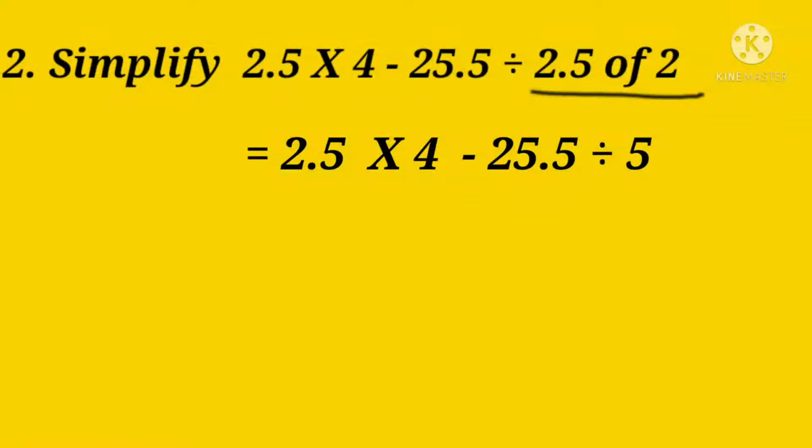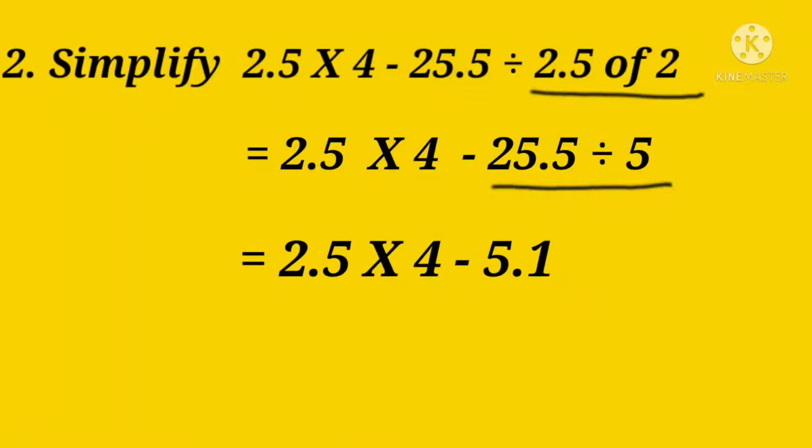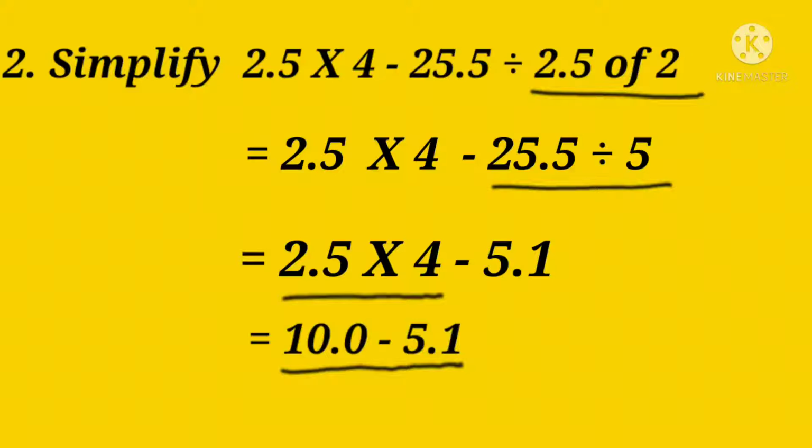After of, we have to operate division and other numbers we will note down as it is. So we get 2.5 into 4 minus 5.1. After division, we will operate multiplication. So we will multiply 2.5 into 4 and we get 10.0. And at last we will do the subtraction. So we will subtract 10.0 minus 5.1 and that is equal to 4.9.